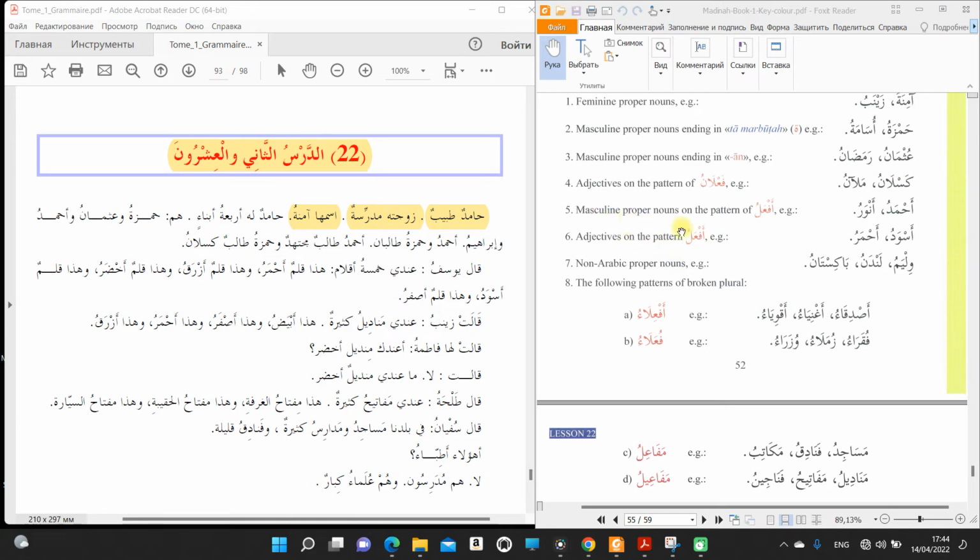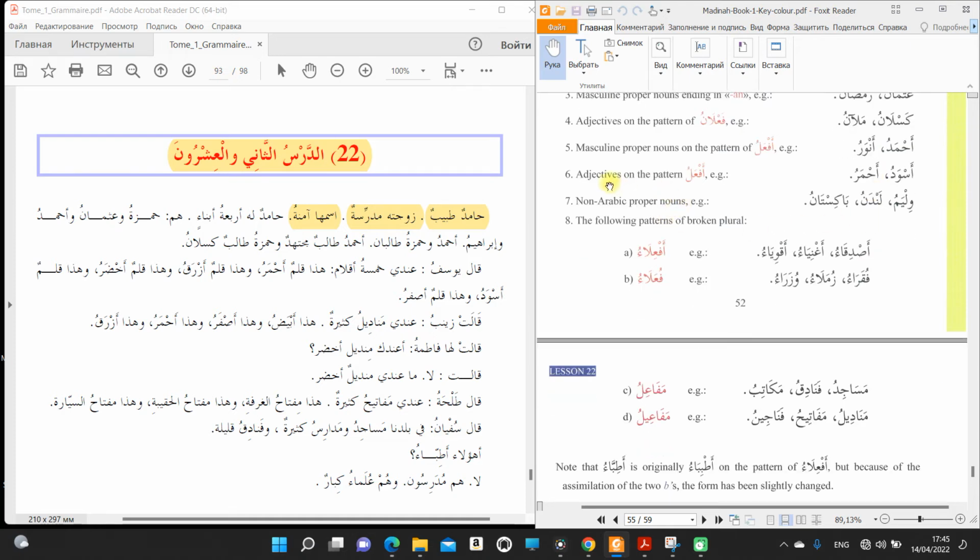Before that we had the same pattern, but it was masculine proper nouns. Now it's adjectives like aswadu, ahmaru, black, red. These are the adjectives. The seventh group is non-Arabic proper nouns like Williamu, Londonu, Pakistanu. They don't take tanween because these are the names of certain places. That's why they are proper nouns and they are non-Arabic.